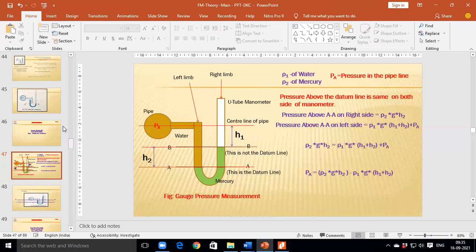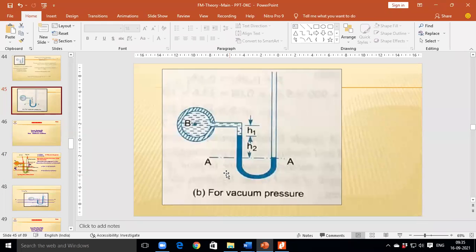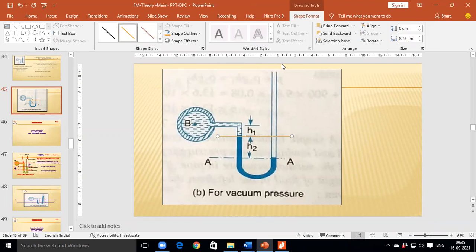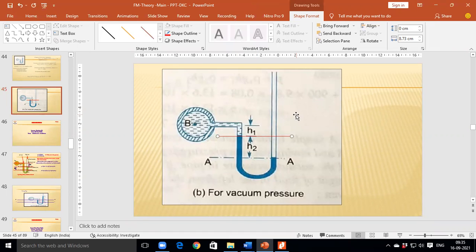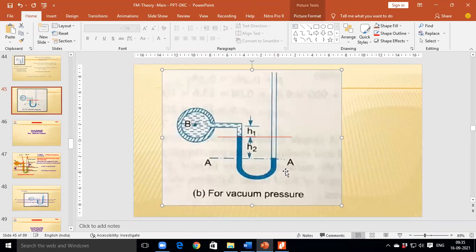Okay. As far as this figure, which one is a datum line? Suppose there is another line here. I will just insert a line for understanding purposes. So tell me, does this line represent the datum line or not? As per this figure, the lower line represents the datum line. This upper line is the red color, and this bottom line is A dash. So out of these two, which one is a datum line? A dash. A dash is the datum line.